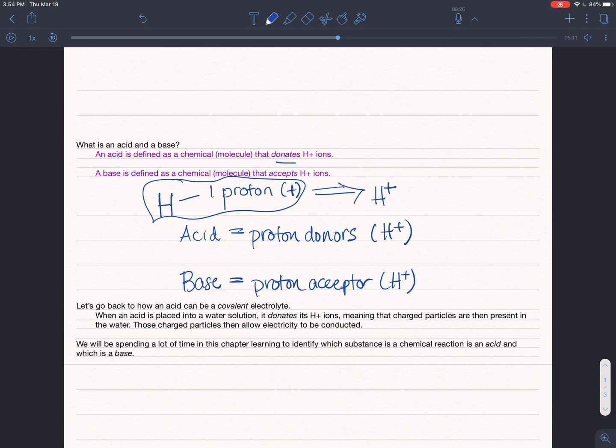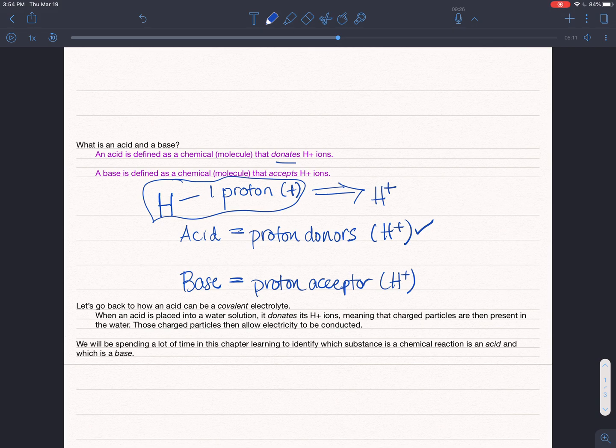Okay, now let's jump down and talk about what that all relates to in terms of acids being covalent electrolytes. So when an acid is placed in a water solution, it donates these H plus ions, meaning there are now charged particles present in the water. So those charged particles then allow electricity to be conducted. So that is how an acid is a covalent electrolyte. It's because it has the ability to donate H plus ions or protons.